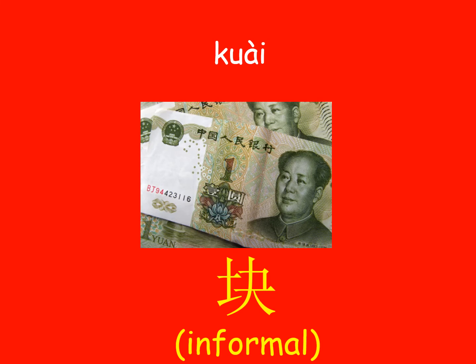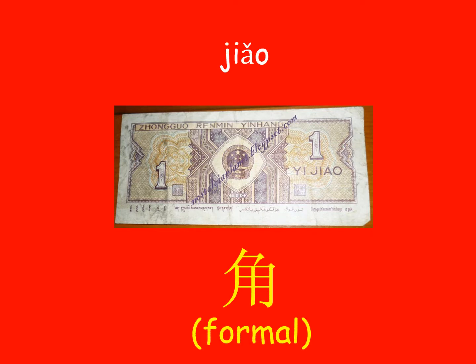The formal way is yuan, 1 yuan, 1 kuai. This is a smaller unit, so 1 kuai or 1 yuan equals to 10 jiao. Jiao also means corner. So the math here is 1 yuan equals 等于 10 jiao.